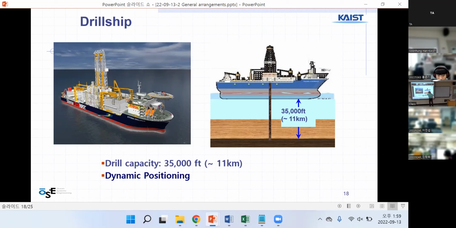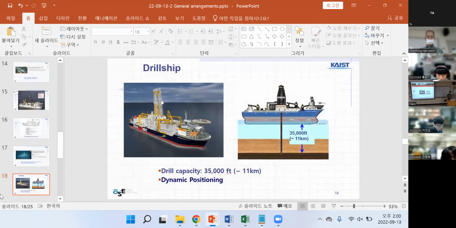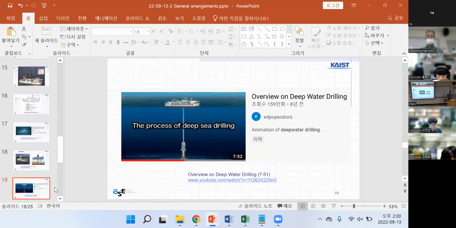And also dynamic positioning is for staying on point. Otherwise the pipe will break. Right? So we need to have a special device for positioning. Okay, there is one video on the drilling ship.